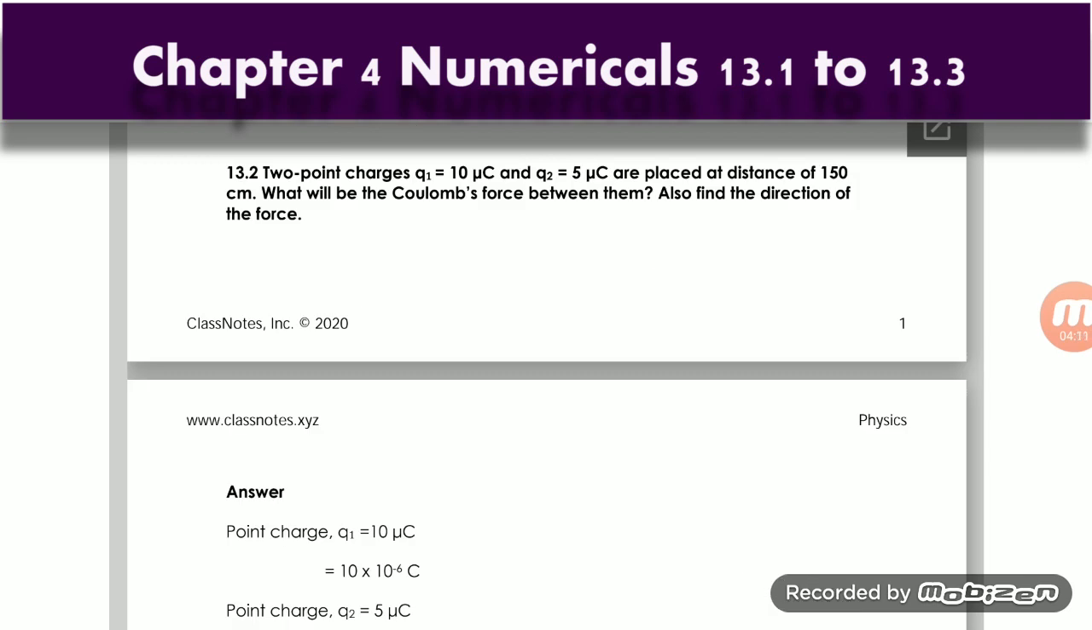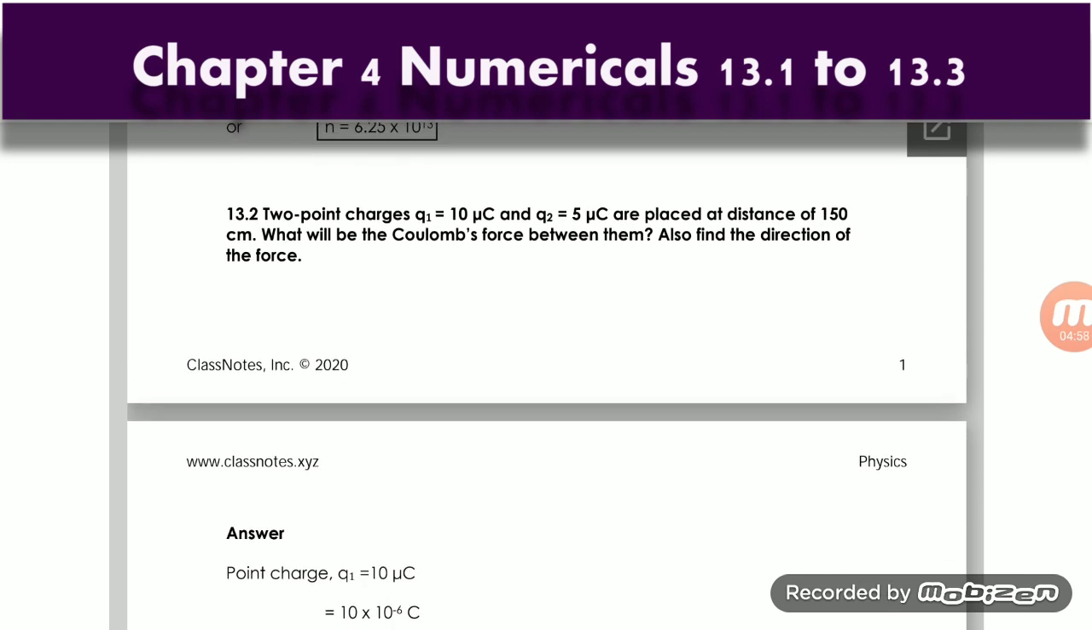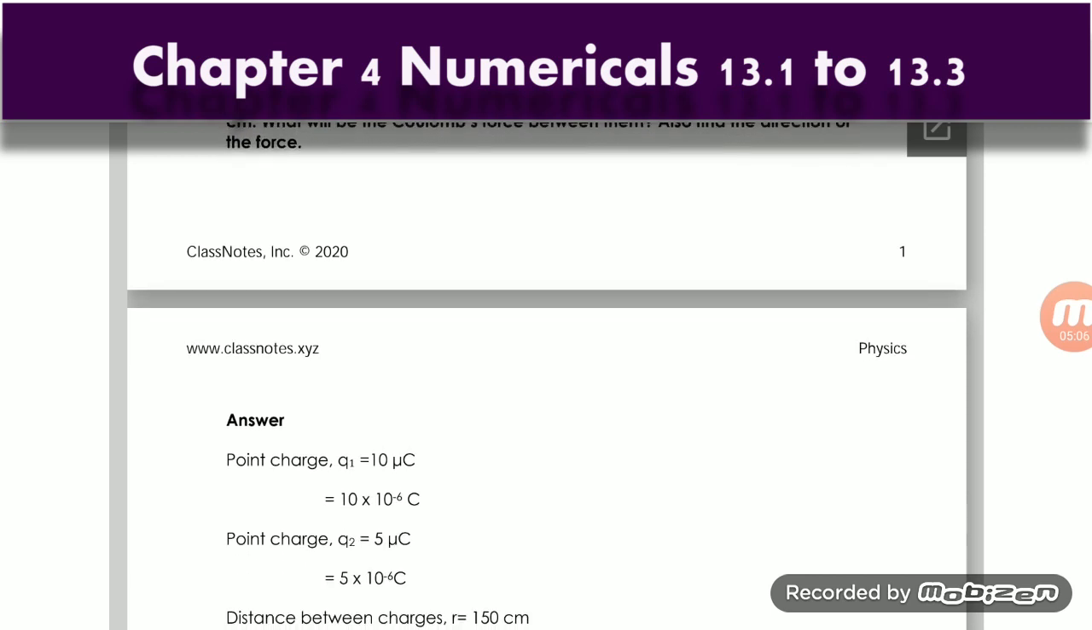Now we will move to the next question. Two point charges, Q1 equal to 10 microcoulombs and Q2 equal to 5 microcoulombs, are placed at a distance of 150 centimeters. What will be the Coulomb's force between them? Also find the direction of the force. It is a very easy question. Here we have to use Coulomb's law. Two things we have to find: first the force and then the direction of the force.